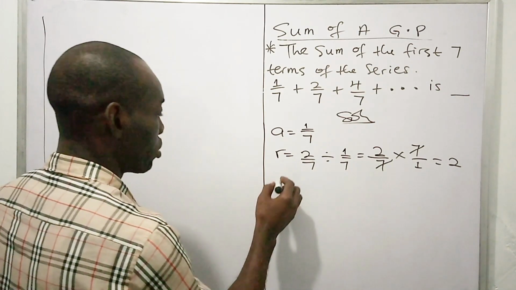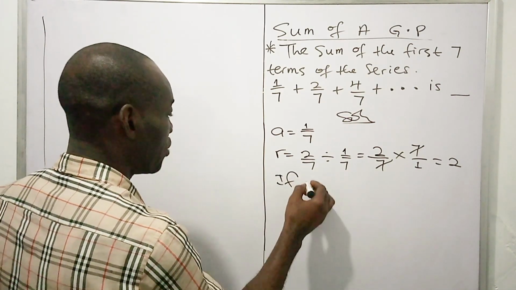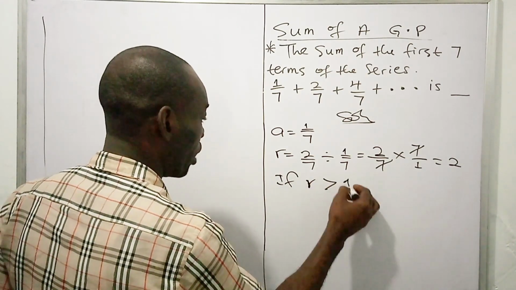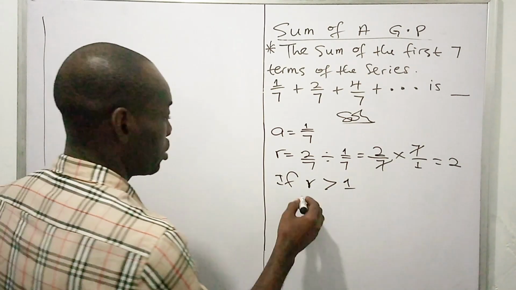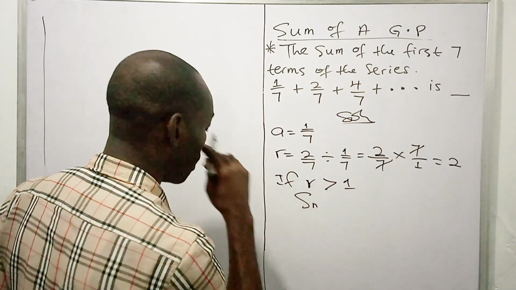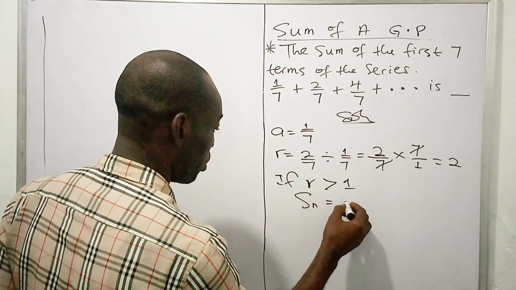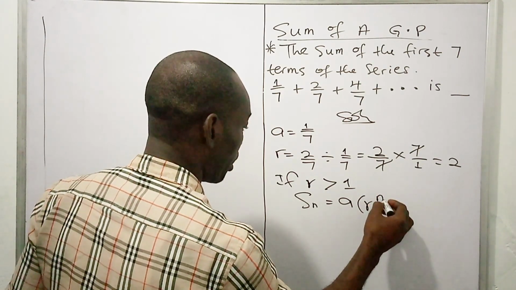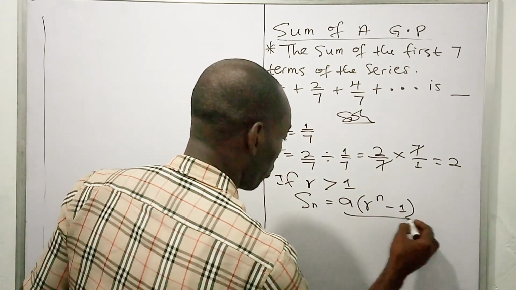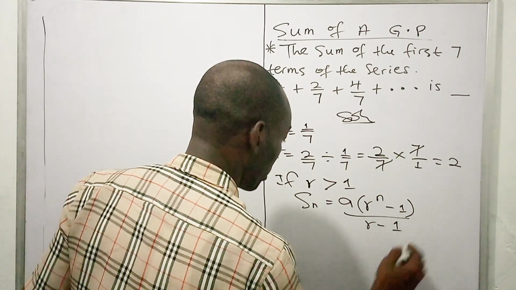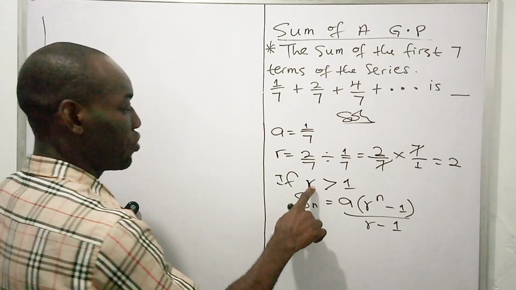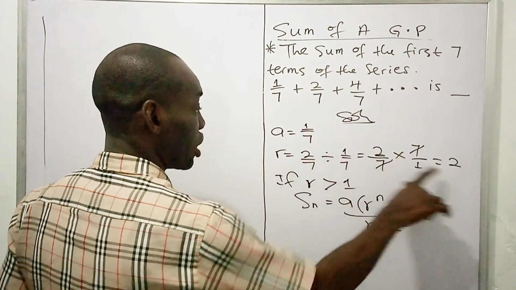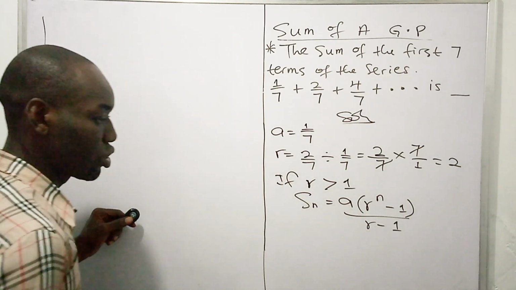Now remember that if your common ratio is greater than 1, then the sum of the GP is given by the formula: A times (R to the power n minus 1), over R minus 1. That's only if your common ratio is greater than 1. And our common ratio, 2, is greater than 1. So that's the formula we're going to employ here.